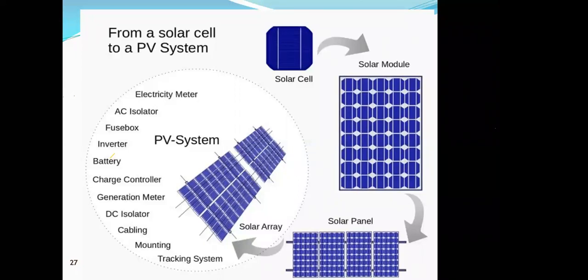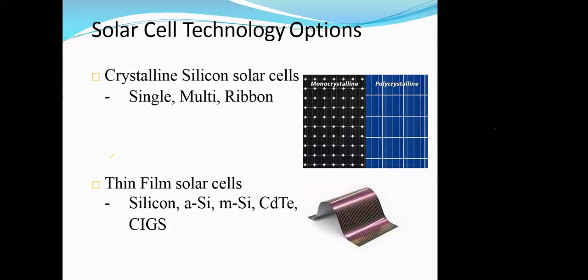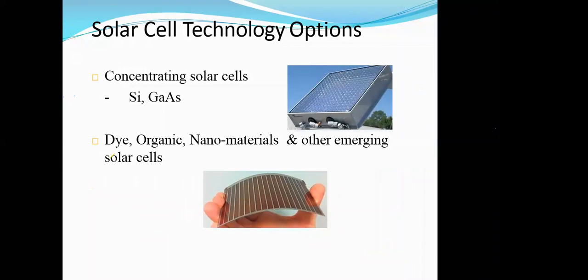There are different semiconductor materials available which the scientists are working on: the crystalline silicon solar cell, thin film solar cell, concentrating solar cells, and different types. They have different efficiencies and different working areas.